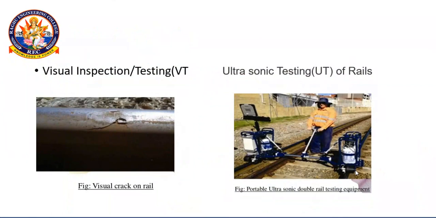What type of inspections are we going to test in visual inspection? See here, there is a defect we can observe on the rail. By naked eye we can observe this type of defect. To find the internal defects and internal cracks in the rails, we conduct ultrasonic testing.